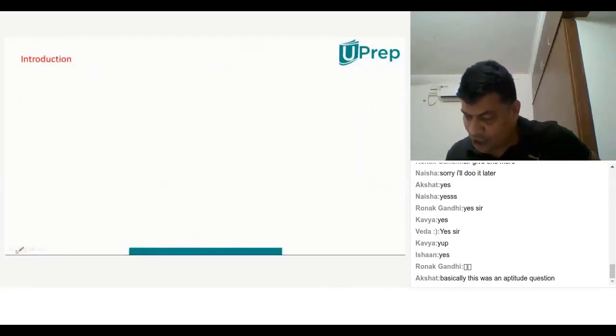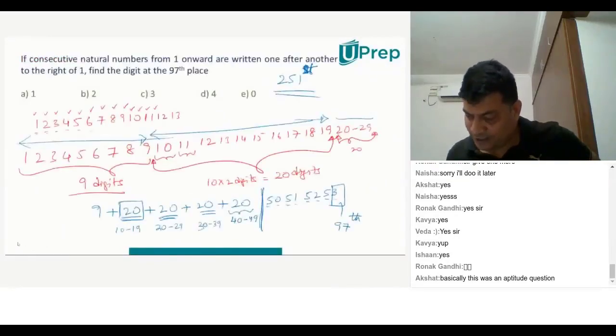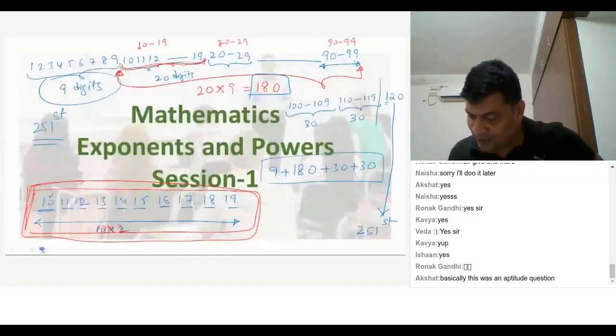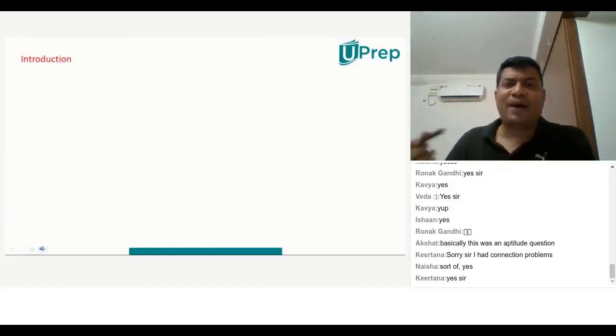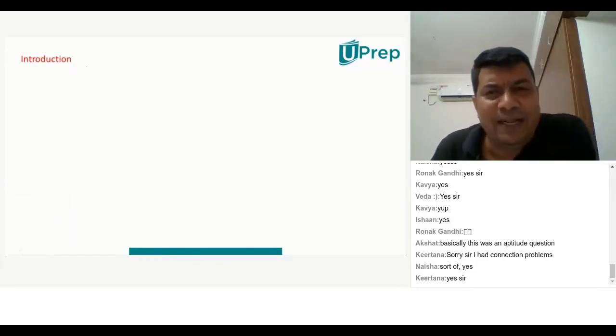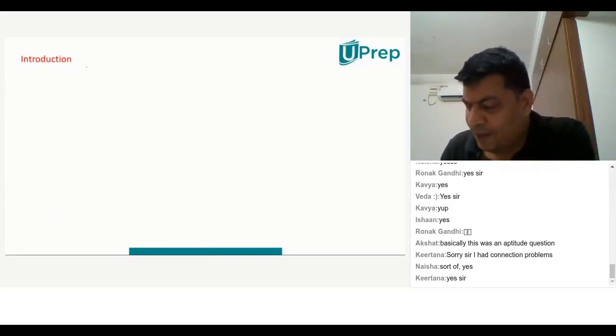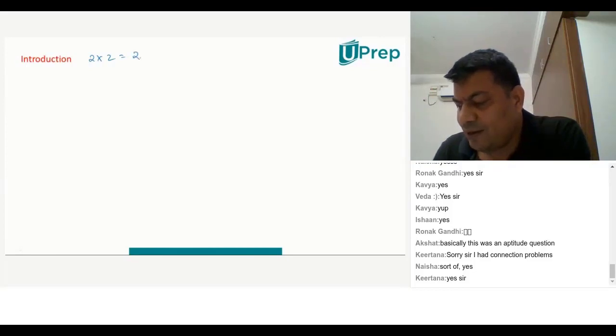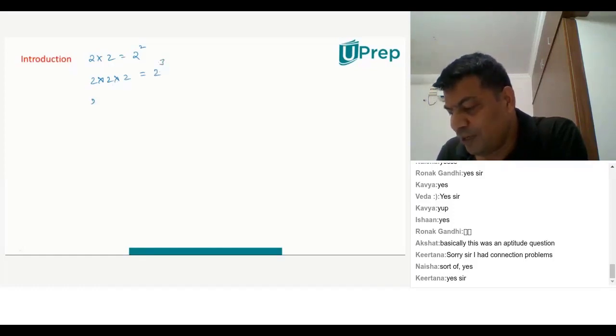Okay, so let's get on with our topic of today's class, which is exponents and powers. That's a very interesting topic wherein we'll be using a lot of stuff. Fundamentally, what I need you to understand is very simple. When we write 2 into 2, we say 2 square. 2 into 2 into 2 is 2 cube. 2 into 2 into 2 into 2, 4 times, we say 2 to the power of 4.